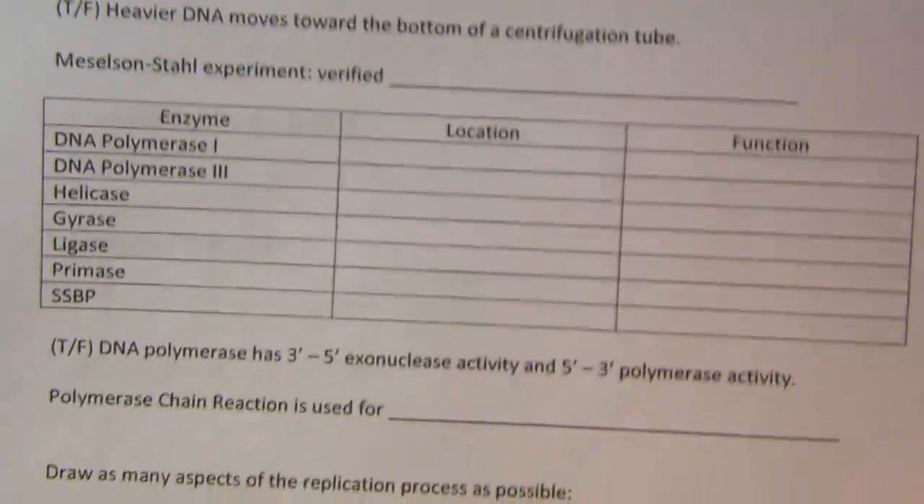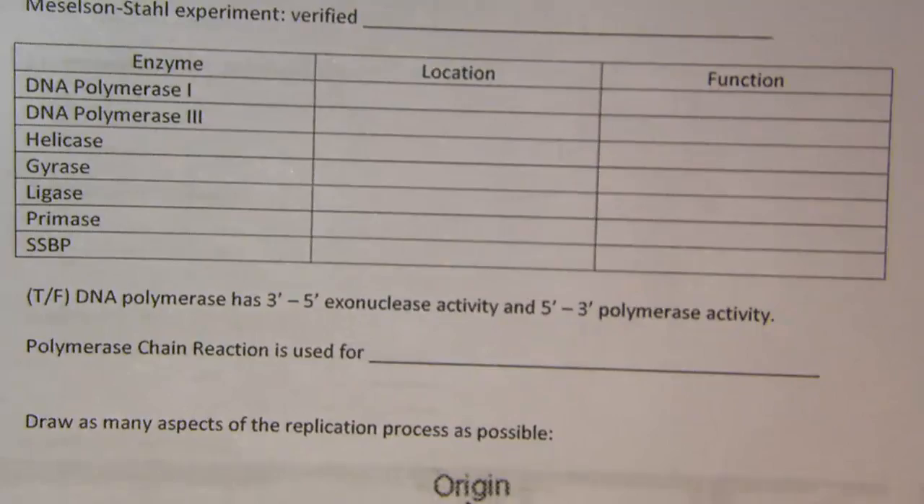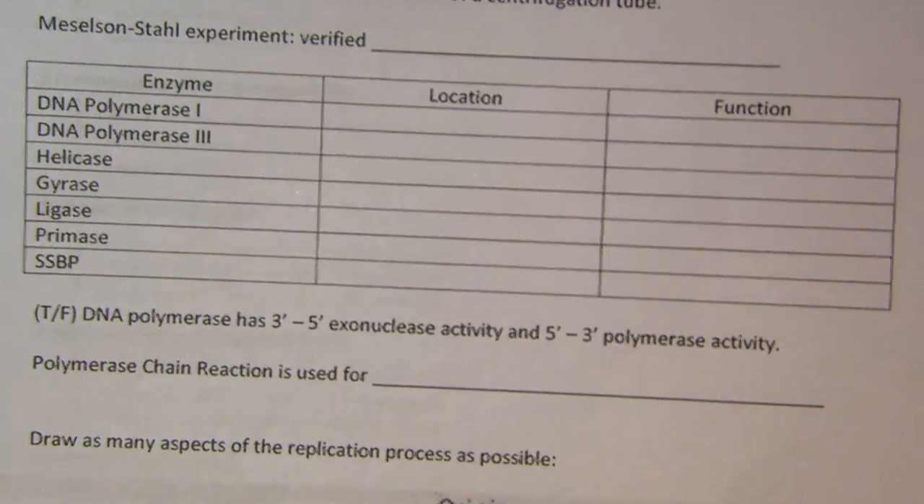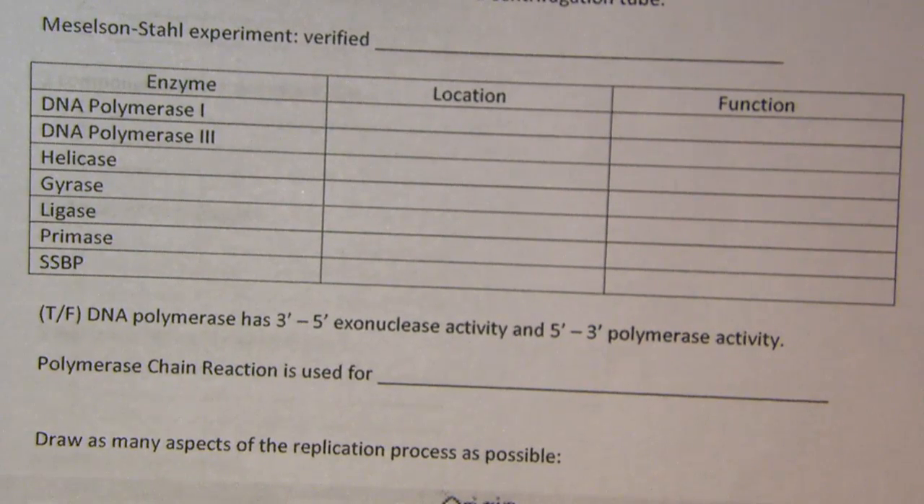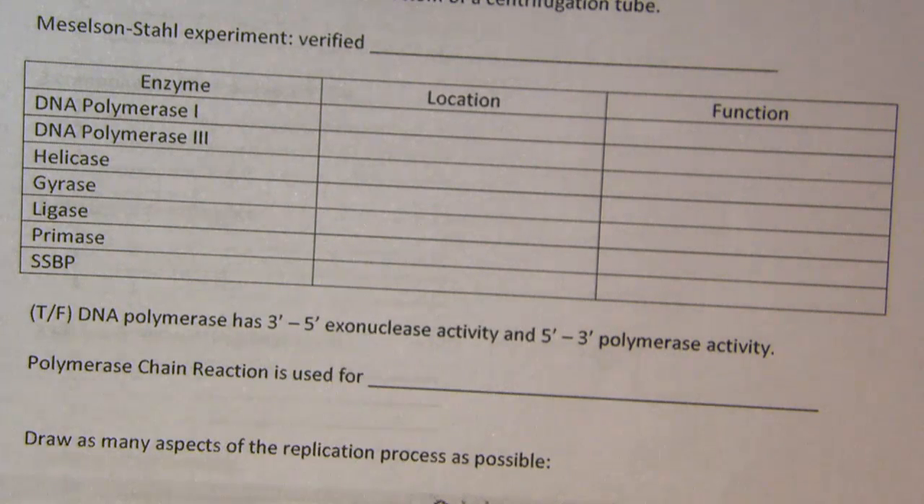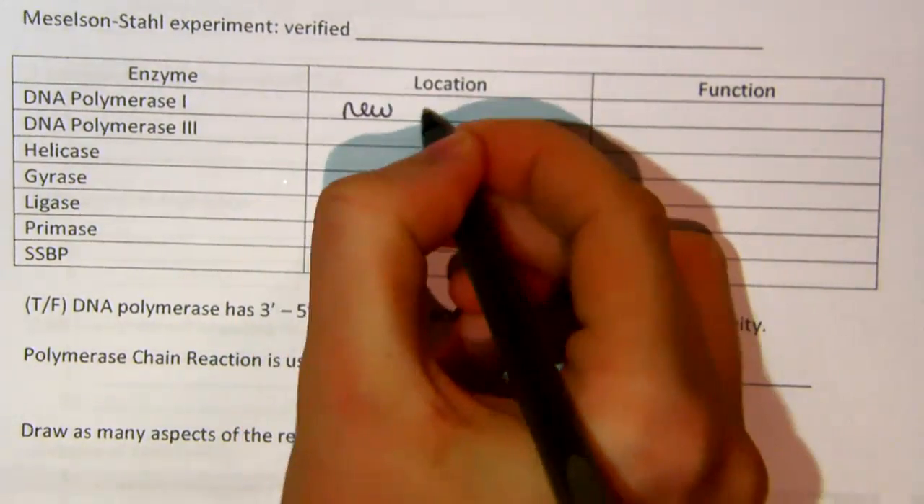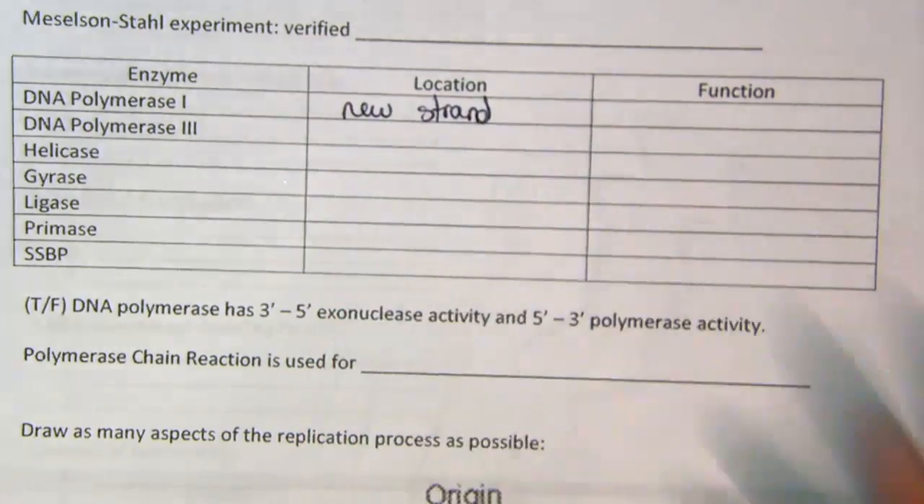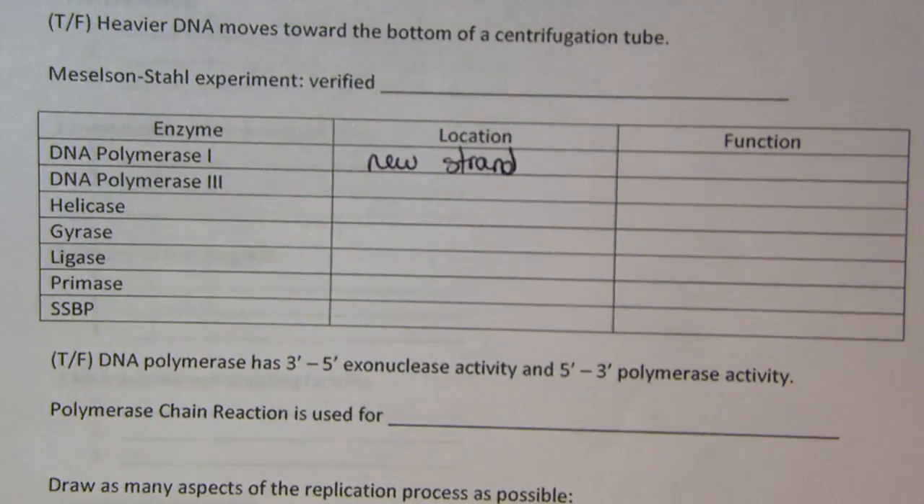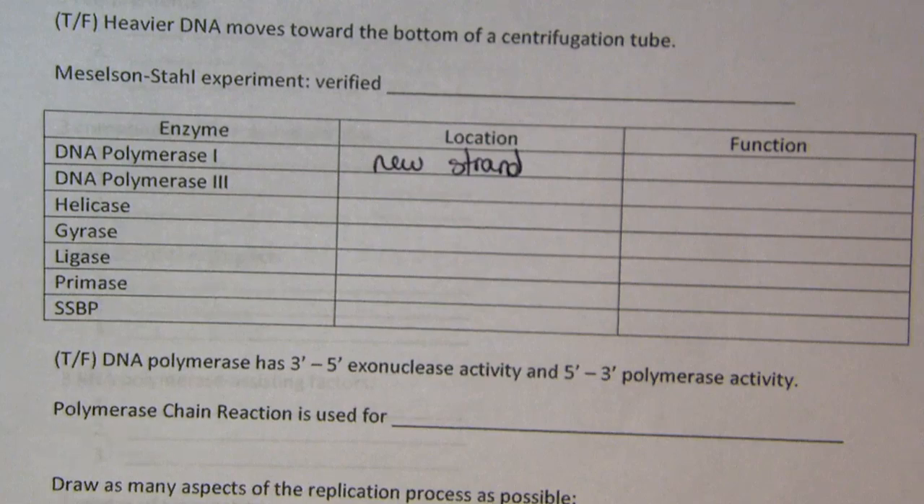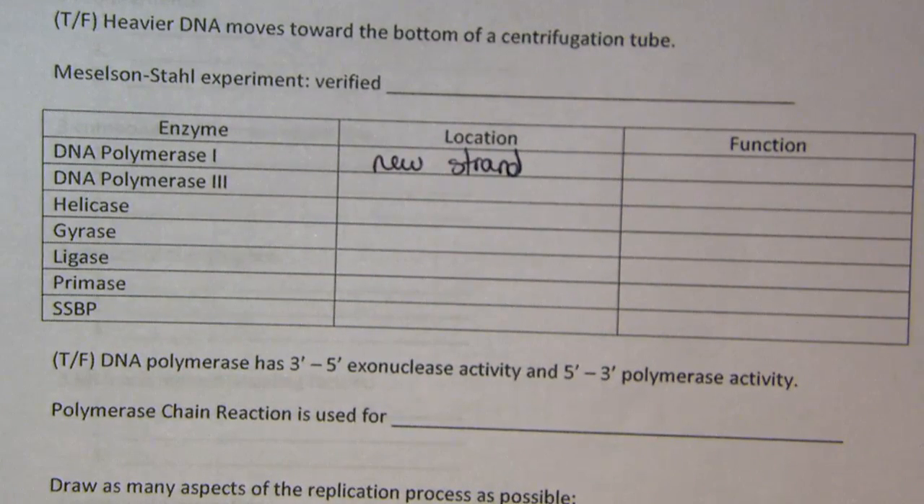Okay, so I listed every enzyme I could think of that's involved in replication. And then it's important to know what they do and where they do it, I guess. So DNA polymerase 1, where is that? It's going to work exclusively on the new strand of DNA. It shouldn't ever be interacting with the old strand. It shouldn't be anywhere besides where the new strand of DNA is being synthesized.